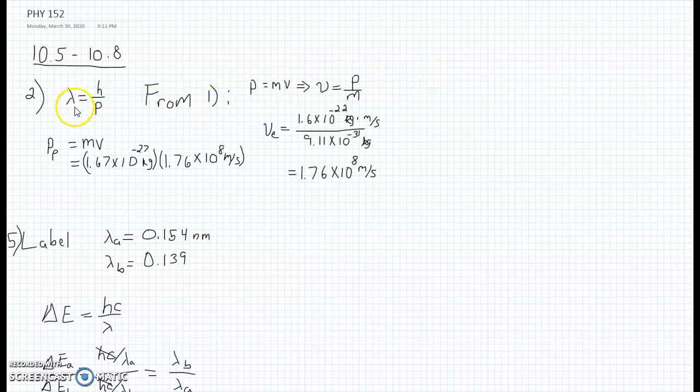those were addressed, right? So the question asks, if a proton were traveling at the same speed as electrons in the previous problem, what would the de Broglie wavelength be? And the mass of the proton is 1.6 times 10 to the negative 27 kilograms. So from the previous problem, the momentum is given in the problem as 1.6 times 10 to the negative 22 kilograms times meters per second.